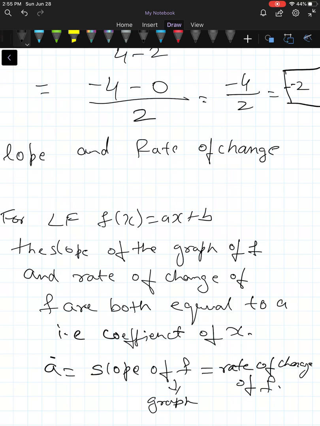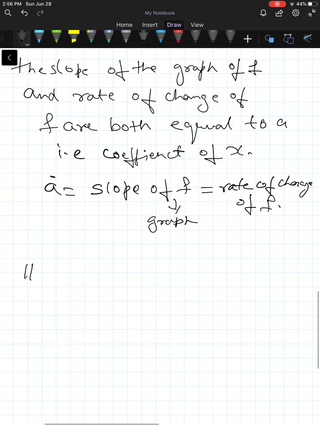Okay, so we will look at some word problems, but before that we will find a linear function. I won't sketch the graph as given in the exercise, but I will find the slope of the graph and find the rate of change of the function. So this is exercise number 24.